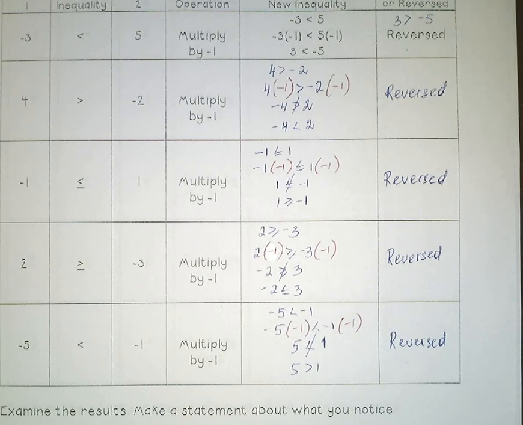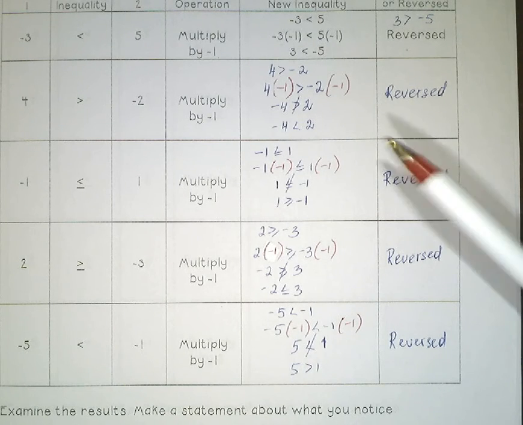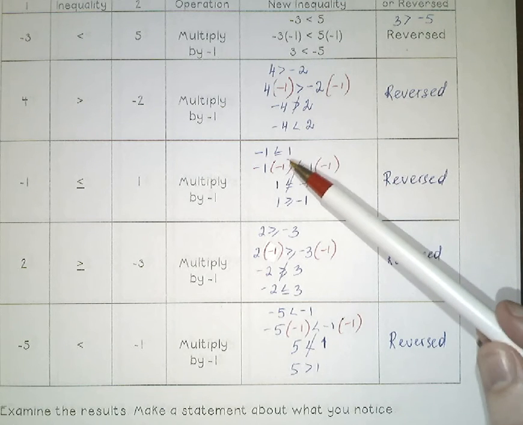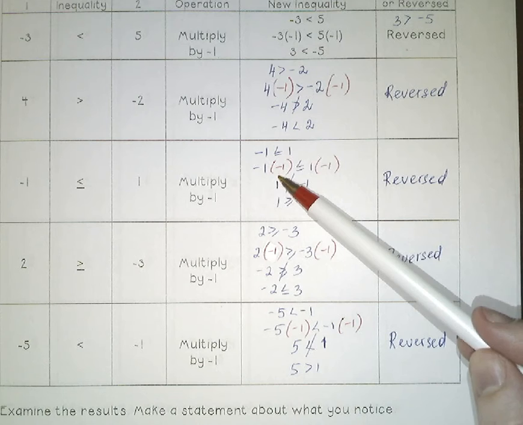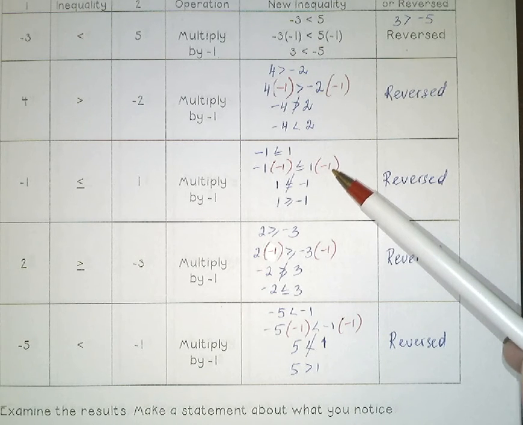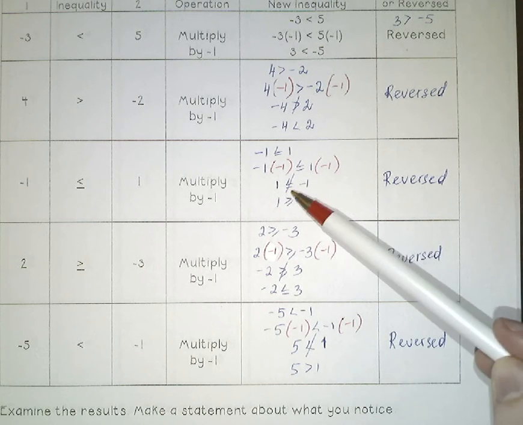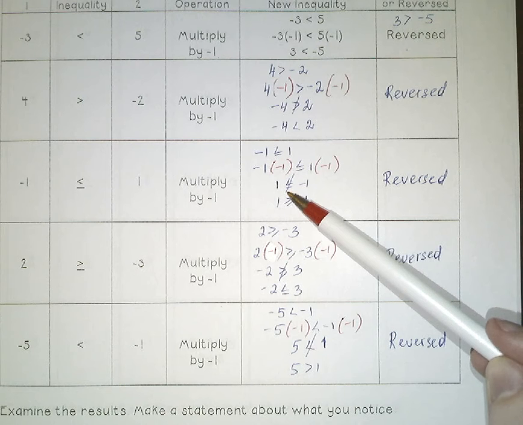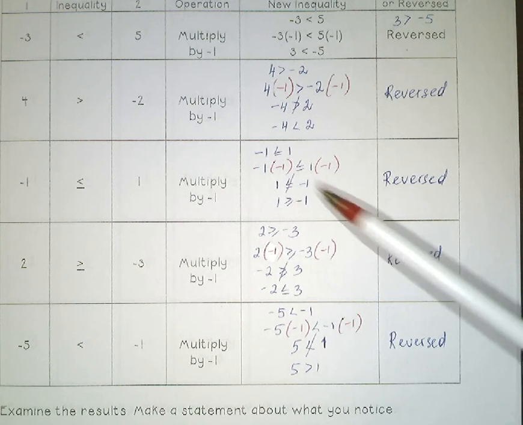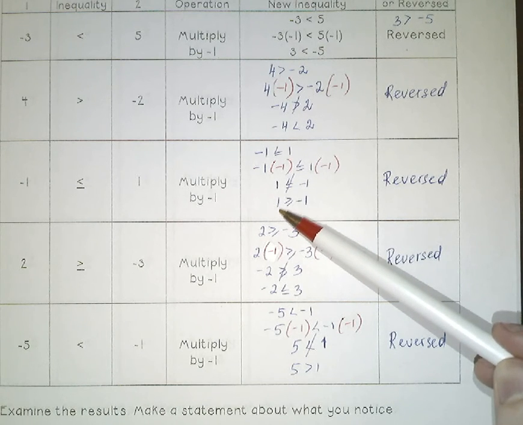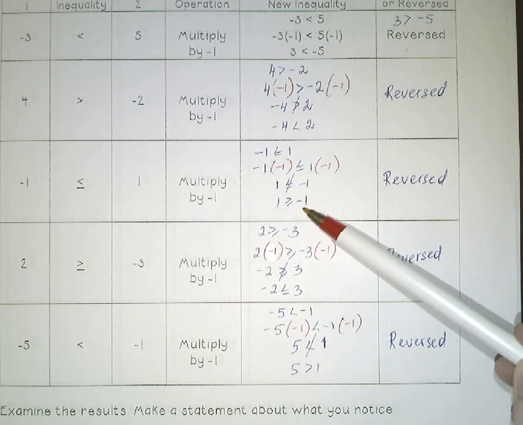All right, here in the third row, we have negative 1 is less than or equal to negative 1. We are multiplying both sides by negative 1. And what we get is a false inequality, 1 is less than or equal to negative 1. It's not true. So that's why I crossed it out. And we should have 1 is greater than or equal to negative 1.